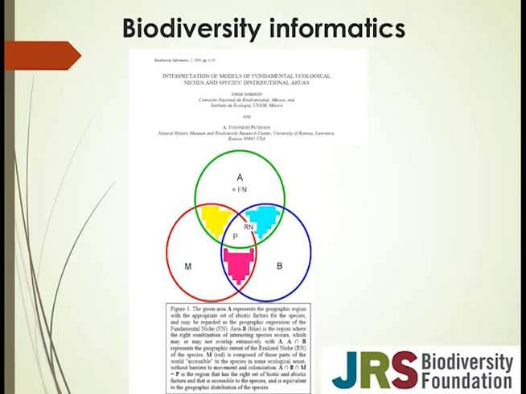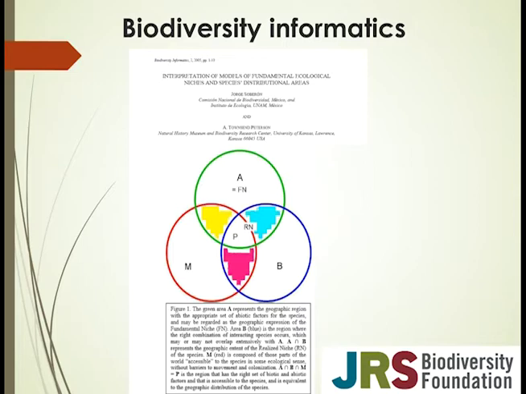M, the red circle, is composed of those parts of the world accessible to the species with respect to their ecology. And this accessibility is possible in the absence of barriers to movement and colonization.